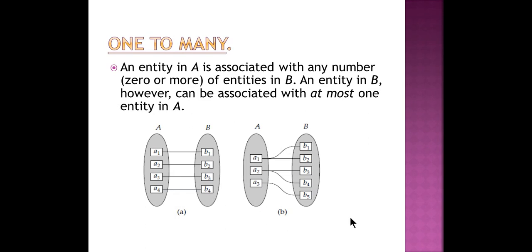So many employees are working in one department. From the department side, if you read, one department has many employees. From the department side, the participation is only once, but from the employee side, the participation is many. That's why the relationship is one to many, or the mapping cardinality is one to many.